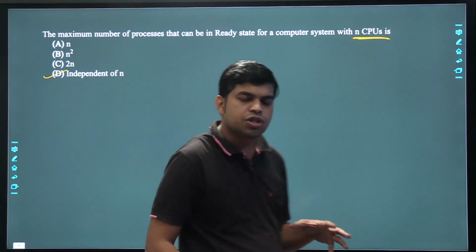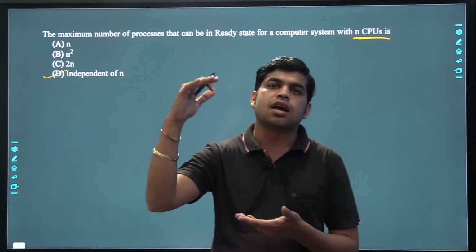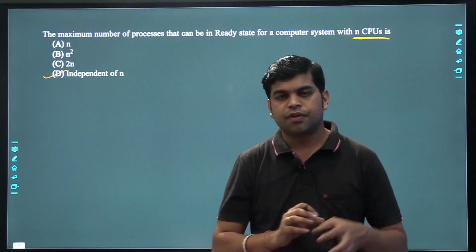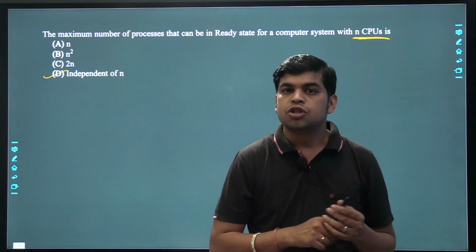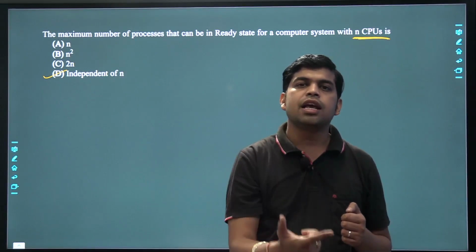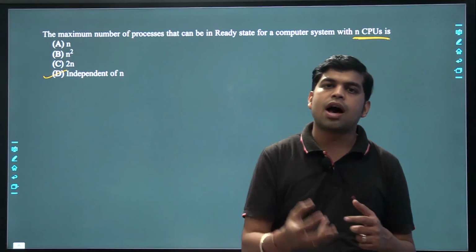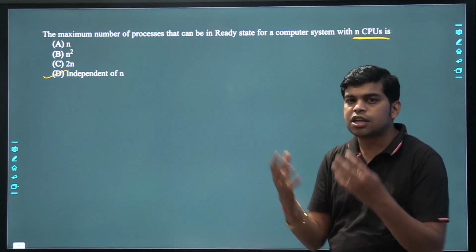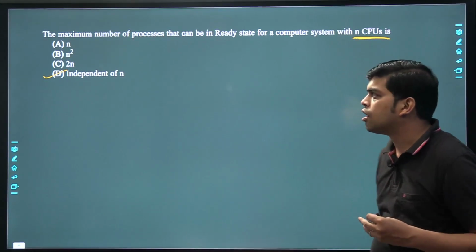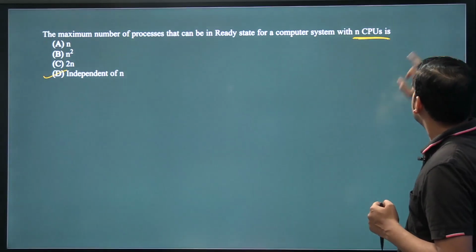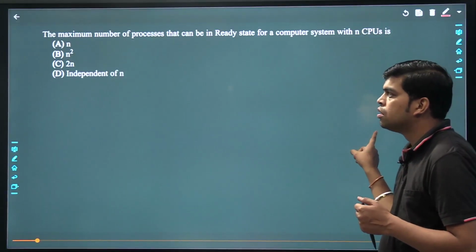So don't be confused. If there are n CPUs, n processors connected to a single system, we can say that it is a multi-processor system. So the number of processes in the ready queue does not depend on the number of CPUs. Definitely it depends on the requirement or the size of memory, or there are various parameters, but it is definitely independent of n. So it is not dependent on the number of CPUs.